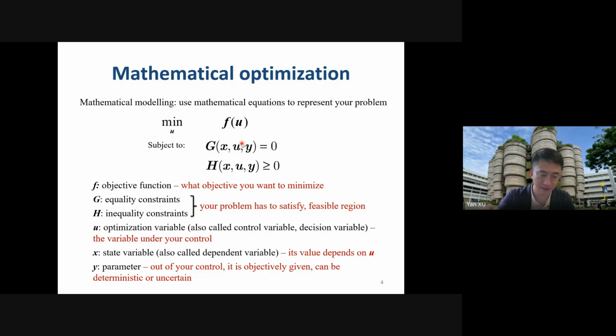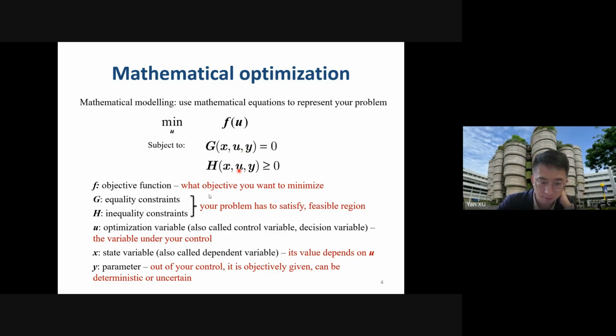We cannot set the branch power flow to be this value or that value. However, this branch power flow, the value depends on how we dispatch the generators, the energy storage systems. That's why this variable is called state or dependent variable.